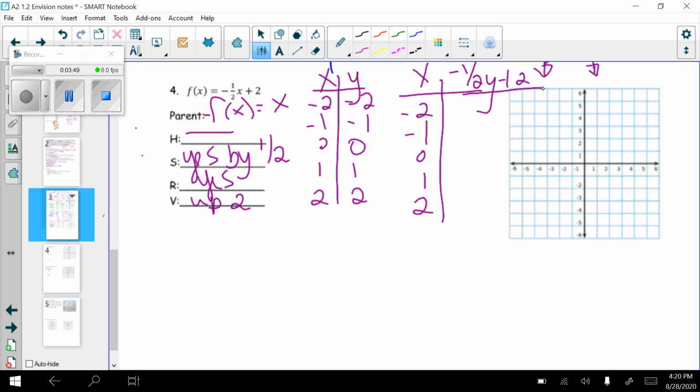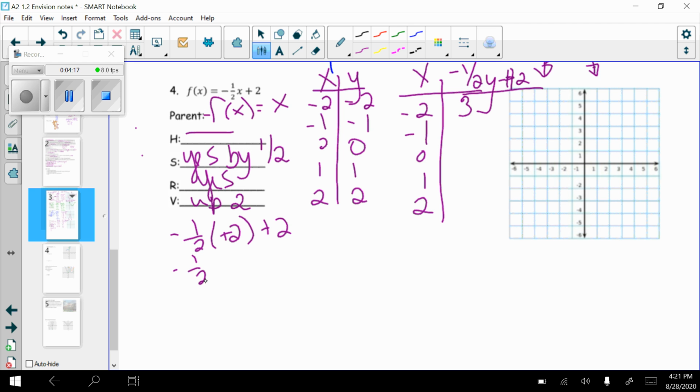So now we want to take each of our original y's from the parent function and multiply by negative 1/2, and then add 2. Okay, so now we're going to take negative 1/2 times negative 2, and then add 2 to it. Negative 1/2 times negative 2 is 1. 1 plus 2 gets us 3.